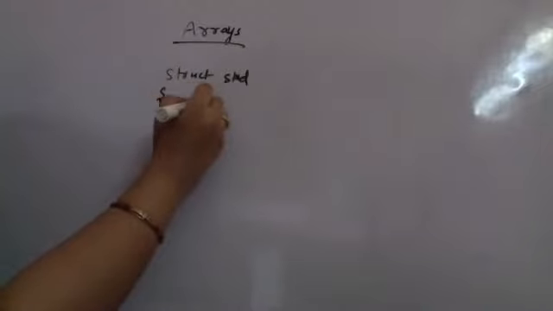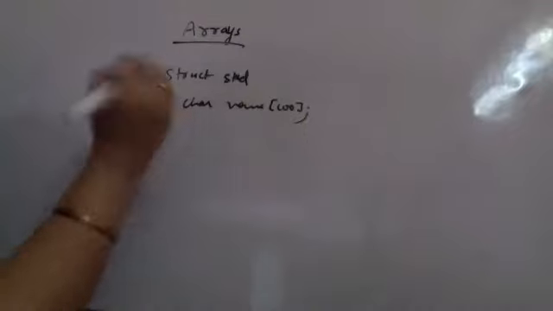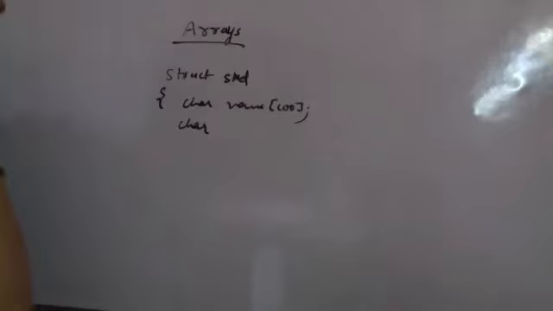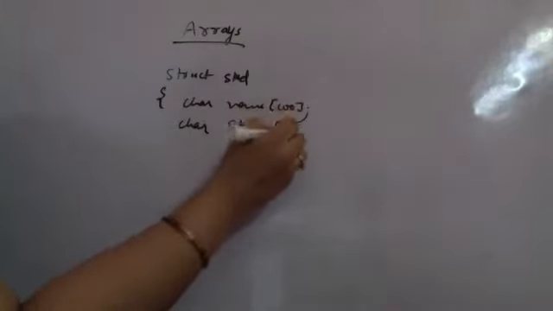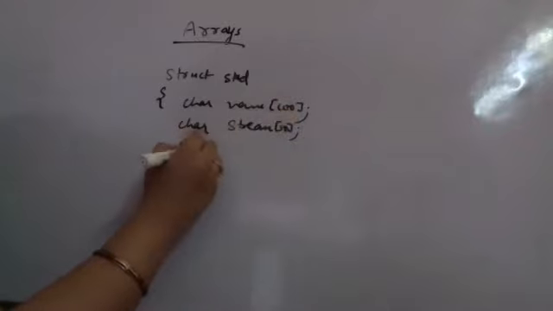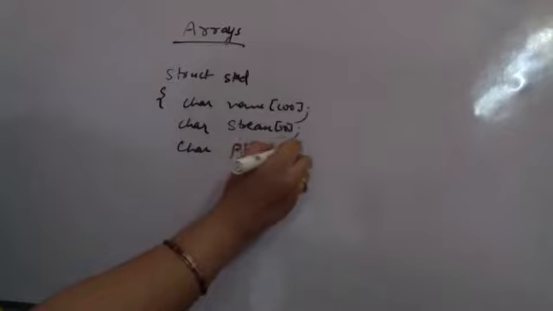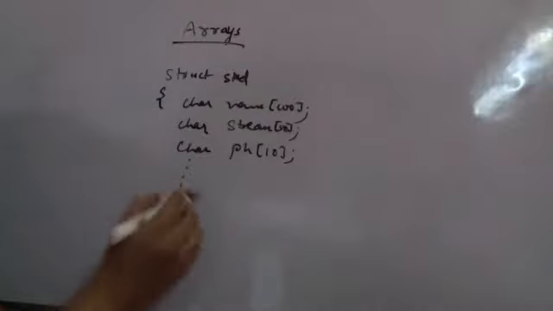I was having some structure student, which is having some character name, say of 100 size. Then I'm having again a character array to store the stream, whatever stream you people are in. Then there is another character array to store your phone numbers, which is 10 digits, and so on. There are many things, and this is a self-referential structure. Since I will be creating in that manner, we'll see that.